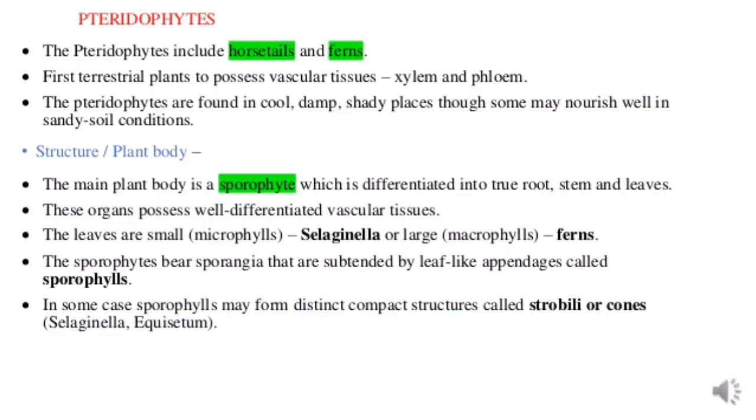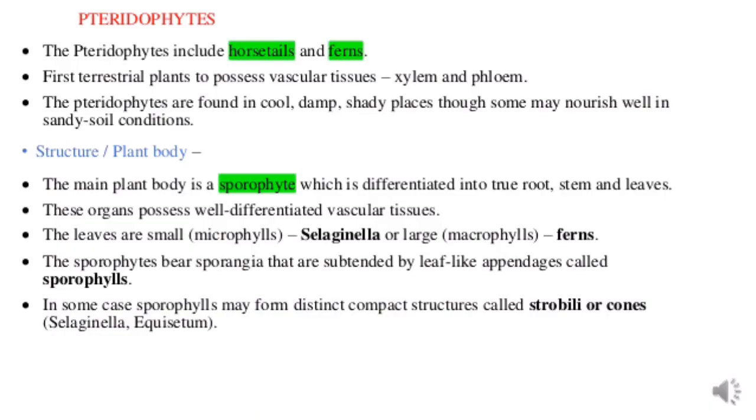We are discussing the plant kingdom. In the last class, we discussed thallophytes and bryophytes. Now, we will see pteridophytes.